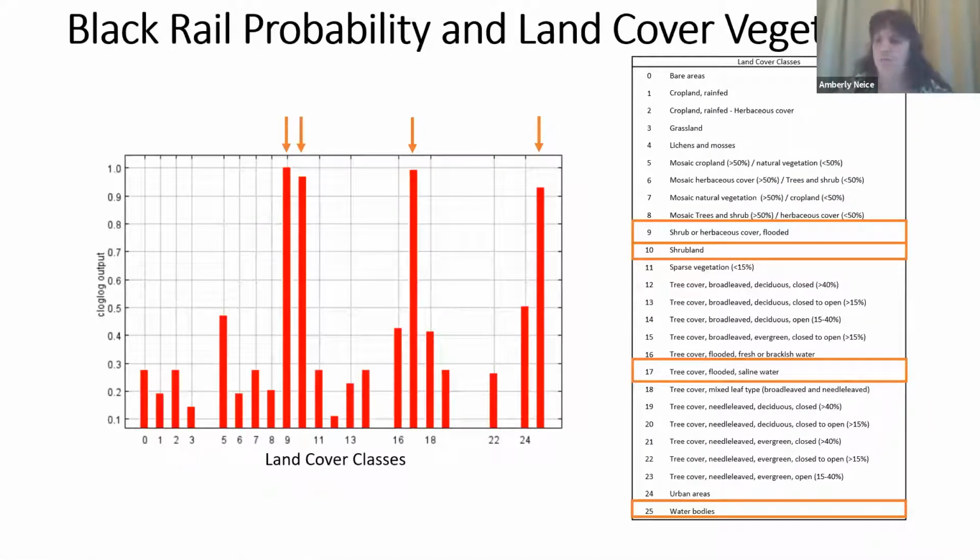Starting with the most important and influential variable, the black rail response was most influenced by land cover vegetation class. Previous studies suggest that dense water-associated emergent vegetation was important to black rail. As expected for marsh-dwelling species, flooded vegetation, shrubland, and water had the strongest association with black rail presence.